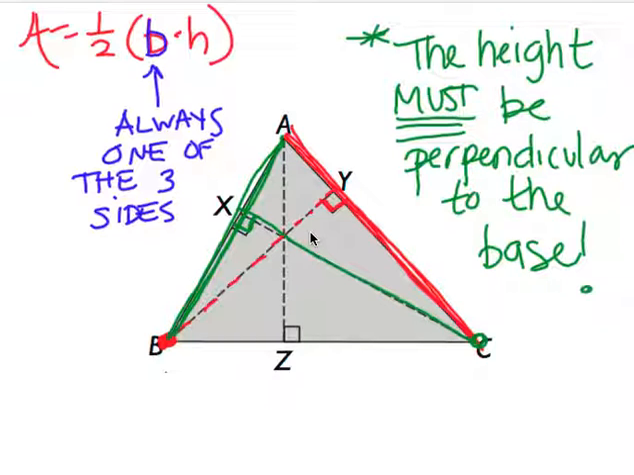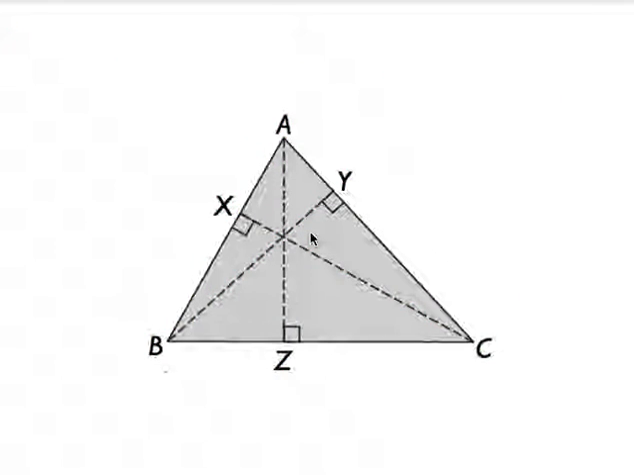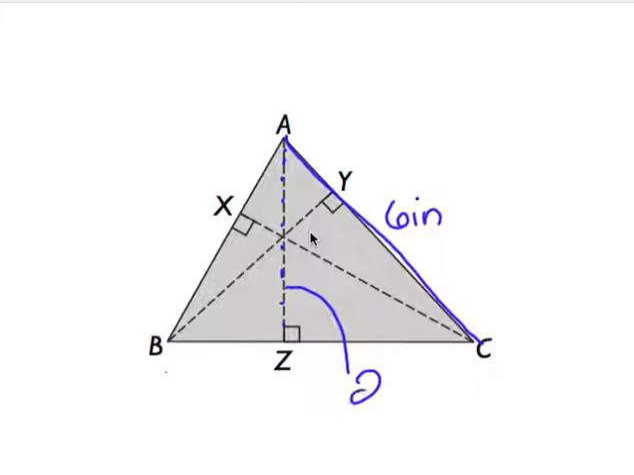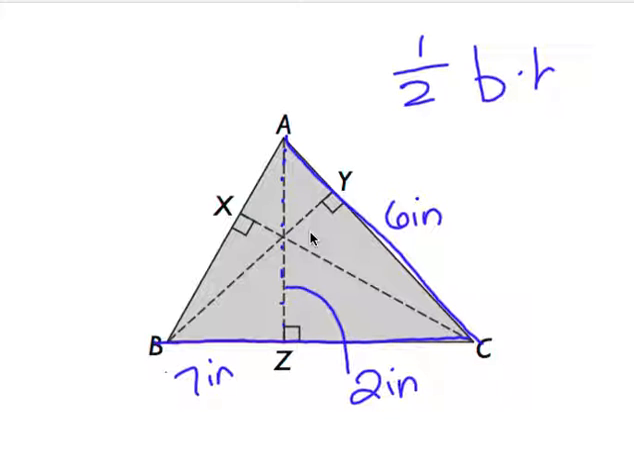Now some of you might be like, oh my gosh, there's so many of them, which one do I use? Well, when you're doing a problem, they're only going to give you certain pieces of information. For example, they might tell you that side AC is 6 inches long, and that dashed line AZ is 2 inches long, and that side BC is 7 inches long. So in this case, if I'm trying to find the area of this triangle, I need half of the base times the height, but I need a base and a height that work together.